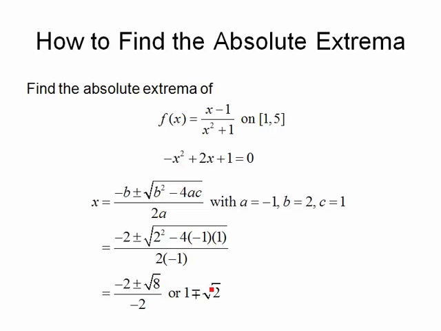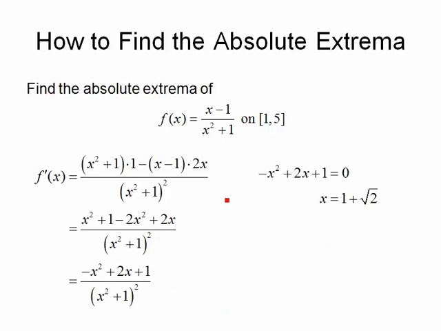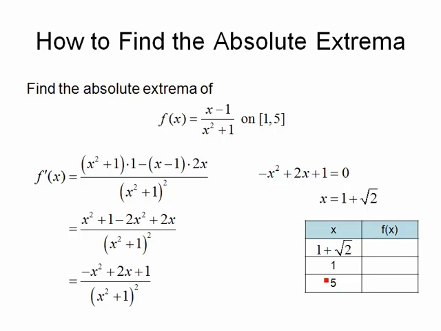That's a negative number. That's not in my interval up here. I only want the things from 1 to 5, so I'm only going to keep the critical number at 1 plus square root of 2, which is about 2.4. So the critical number that I want to work with and test is going to be x equals 1 plus square root of 2. I'm going to make up a table that includes that critical number and these two endpoints, and I'm going to plug those numbers into the original function to get the y values.